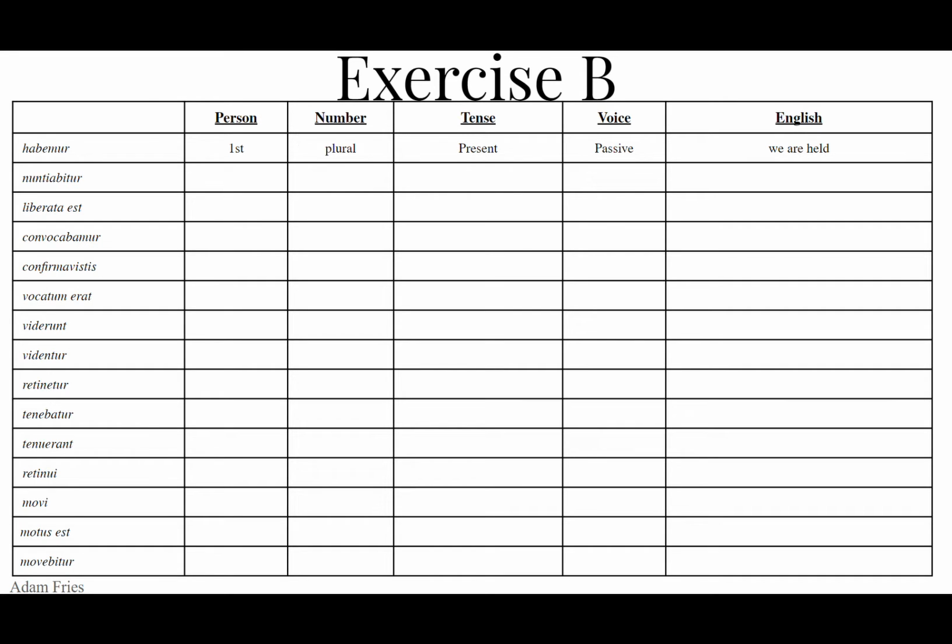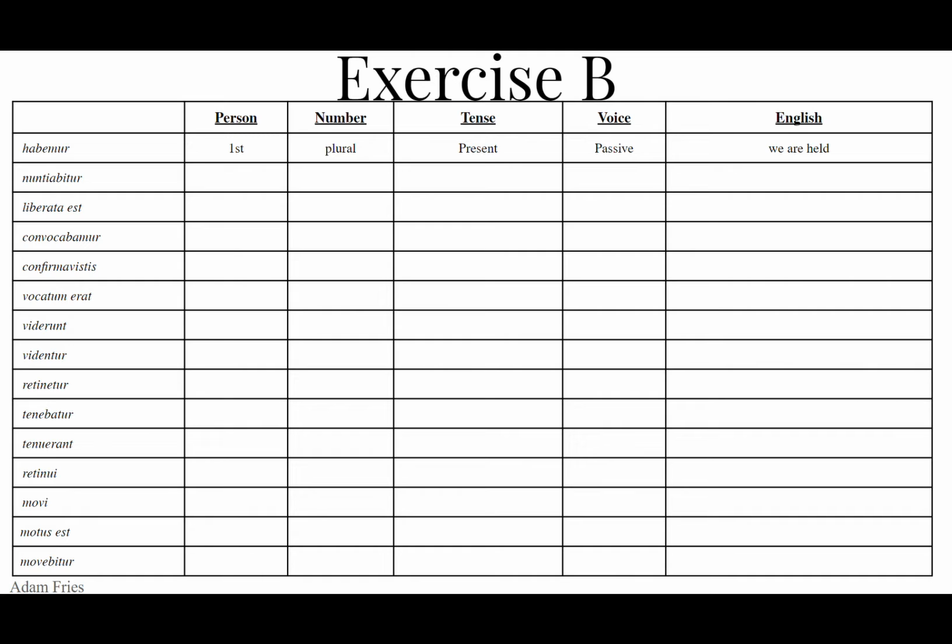Salvete omnes. This is exercise B of the first and second conjugation start of the year review packet. In this exercise, we are to identify the person, number, tense, and voice of each of these Latin verbs and then translate them into English. The first is done for you.